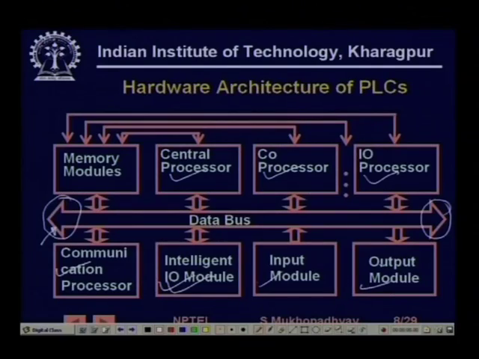Some of them have processors on them, so they are called intelligent I/O. Some of them are ordinary I/O, which just takes signals and feeds it to the central processor. Plus there are obviously memories. So this is the basic hardware architecture, which is very common for microprocessor based systems. They are generally organized around a bus.